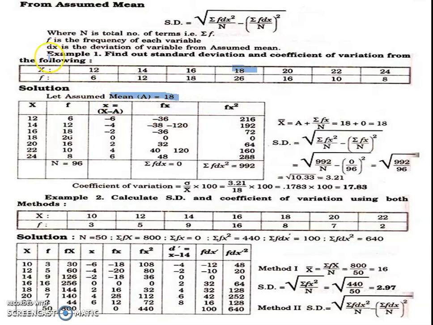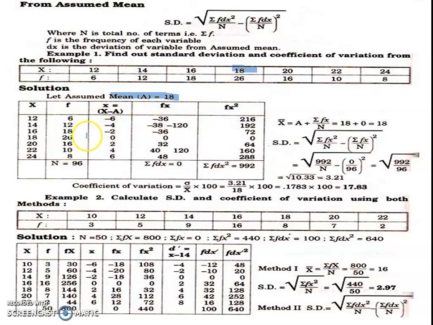So first thing is that we have to take the x first. X is 12, 14, 16, 18, 20, 22, 24. F is 6, 12, 18, 26, 16, 10 and 8. Addition of all f is 96. Now we have to find the assumed mean, we have to consider it as 18.